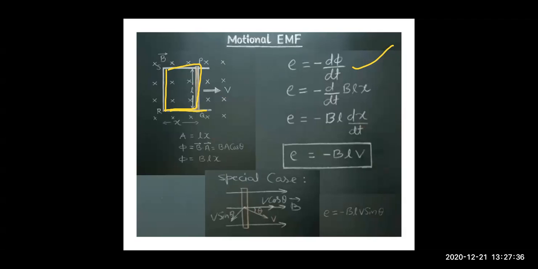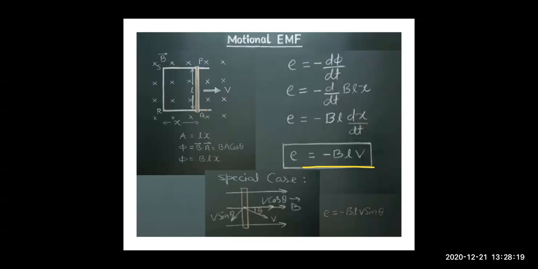So you will get phi equals BA cos 0, that is BA, and instead of A we can put the area, that is Lx. So phi equals BLx. Now this value of phi, if we put it over here, then d by dt of BLx. B is constant, the magnetic field is constant, the length of the conductor is constant. Yes, x is changing because we are moving the conductor PQ. So it is dx by dt. dx is what? Displacement, right? And dx by dt, the rate of change of displacement, is velocity. So E equals minus BLv.